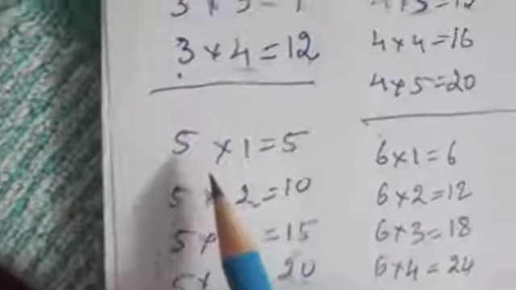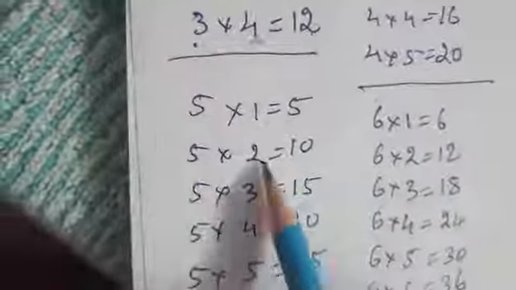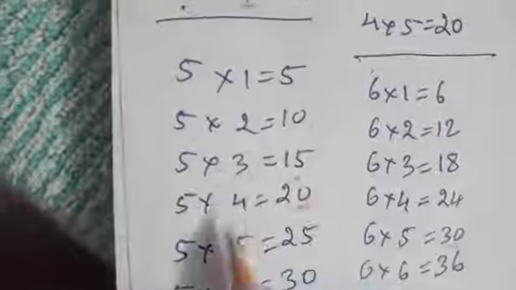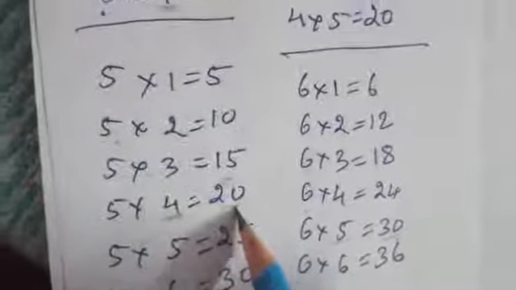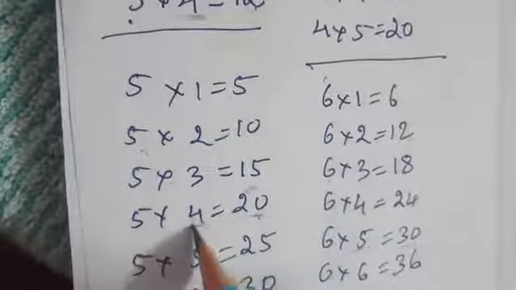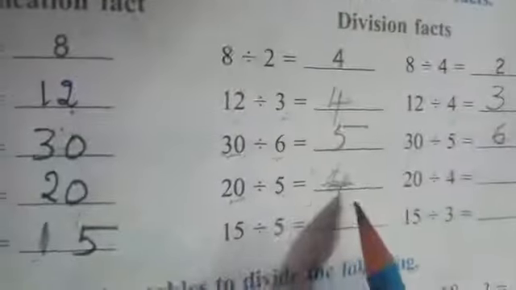In the 5 table, where does 20 come? 5 ones are 5, 5 twos are 10, 5 threes are 15, 5 fours are 20. The place where the answer comes, that is the answer. Division facts. Okay, same thing.